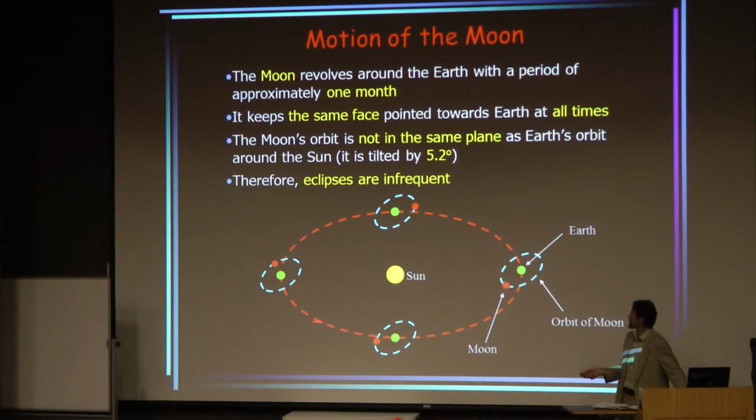The plane of the lunar orbit is tilted 5.2 degrees with respect to the plane of the Earth's orbit around the Sun, and that, of course, is the reason that we don't have eclipses every single month. We have this idea of eclipse season, which is going to occur when the Earth is along what we call the line of nodes, which is the intersection line between those two planes.